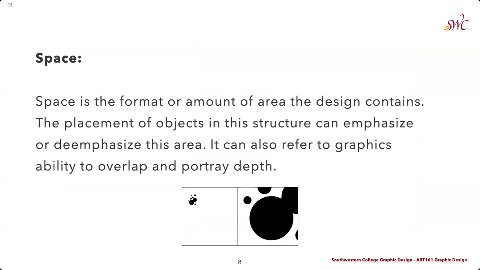Space is the format or amount of area the design contains. Now, the placement of objects in the layout or structure can emphasize or de-emphasize this area. It can also refer to the graphics' ability to overlap and portray depth within the composition and even scale.